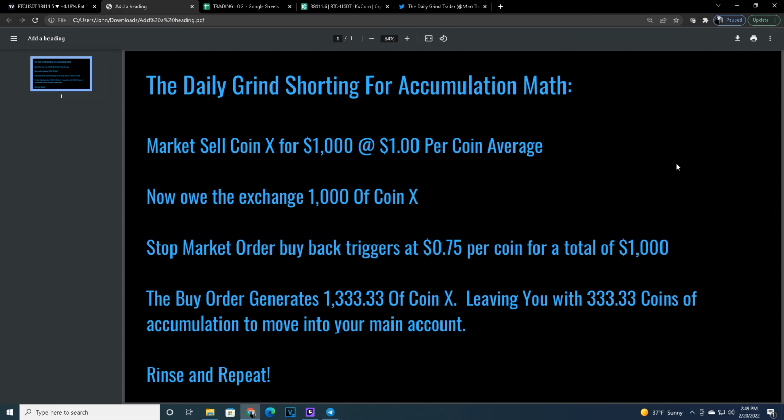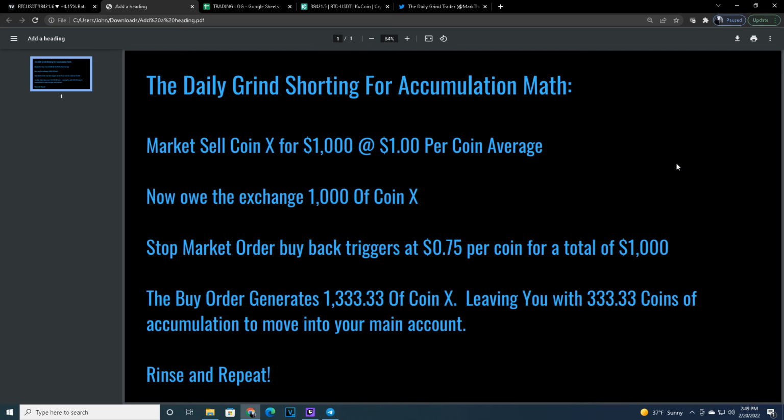You think you buy the bottom, and then you think you buy the bottom, and then you think you buy the bottom, and you're DCAing down to a 97% drop in FTM. I'm not saying it's going to get that low, but just for reference, you can DCA all the way down, or you can short for accumulation.